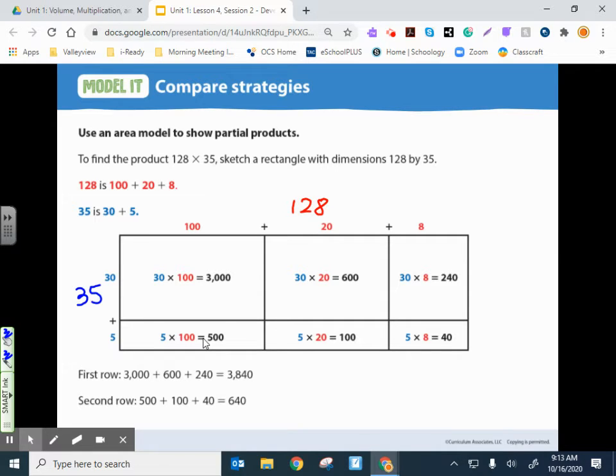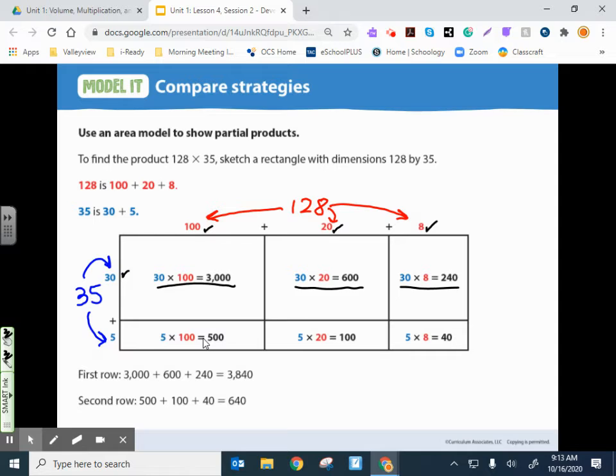And you won't often have to do area models, but we'll come across them sometimes. So 128 breaks up into 100, the 20, and the 8. That 35 breaks up into the 30 and the 5. And if you notice, these problems. So this one right here is that 30 and that 100. This over here is also 30 times the 20. And this problem here is the 30 times the 8.